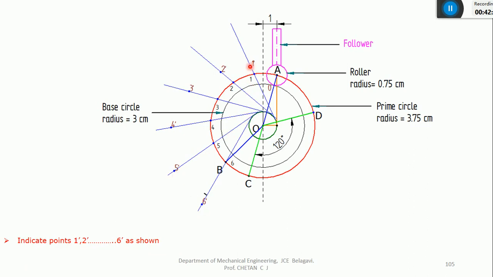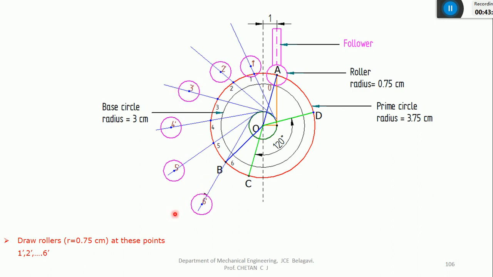Again, just take the center as these 6 points, that is 1 dash, 2 dash, up to 6 dash. Just draw the roller because I need to indicate this roller. With the reference as 1 dash, I'll draw a roller with a radius of 0.75. Again, the center as 2 dash, one more roller, 3 dash, one more, up to 6 dash.